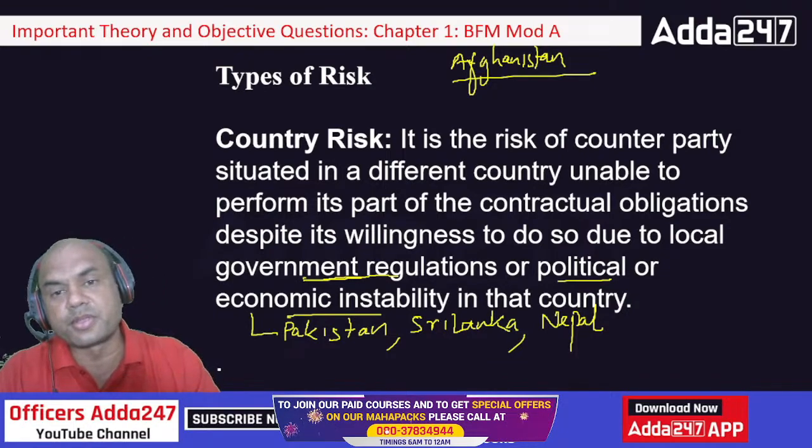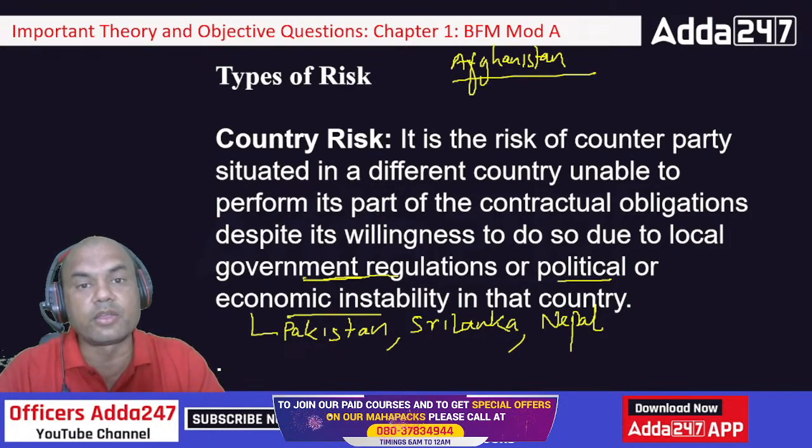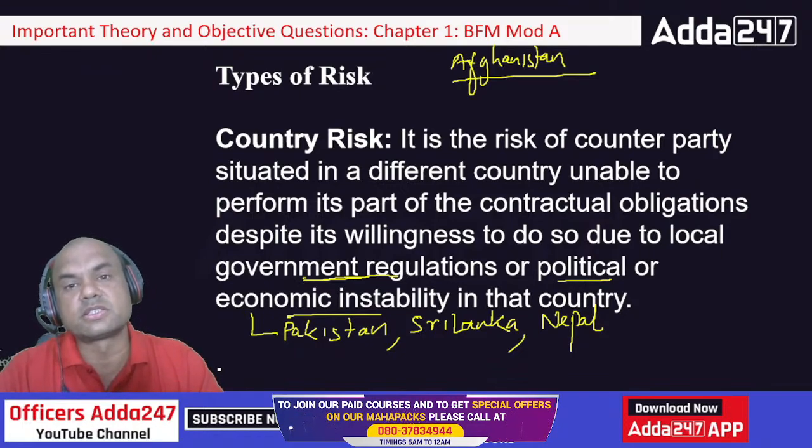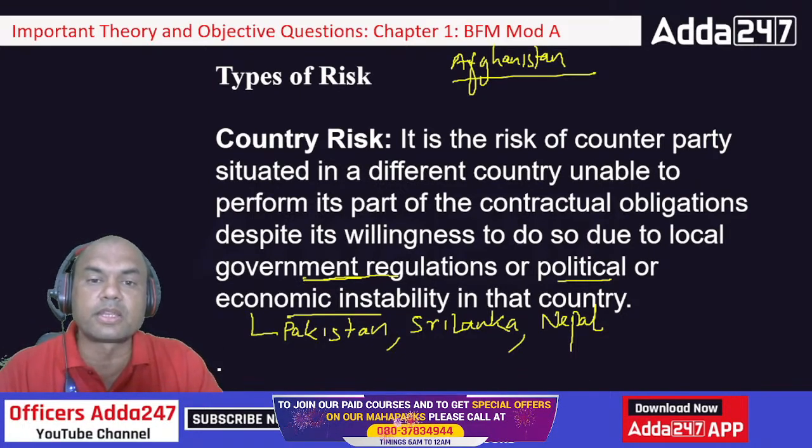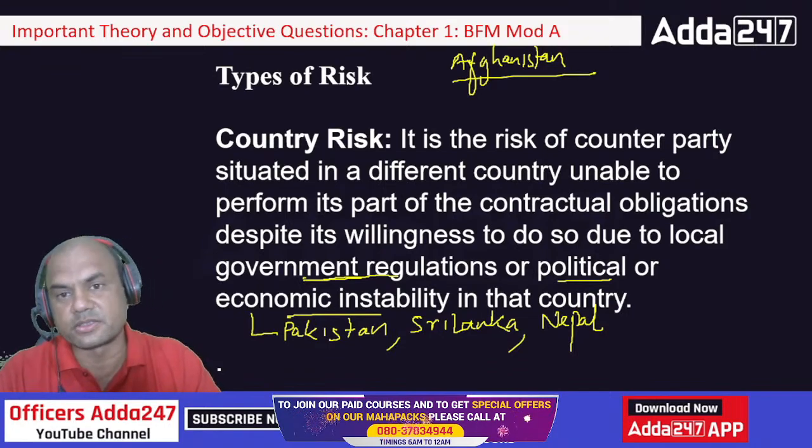So country risk means what? The person in that country, your counterparty, is not able to give you the money. Why? Because of the local regulations. The government over there has put a regulation, something like this.